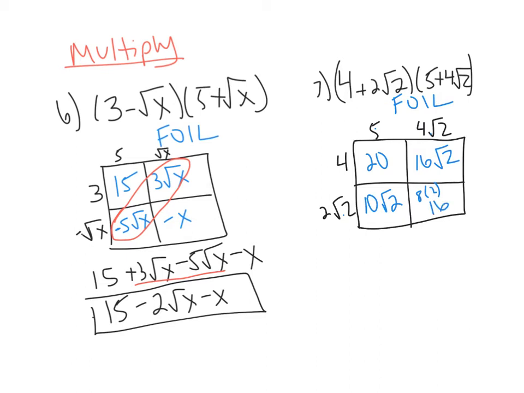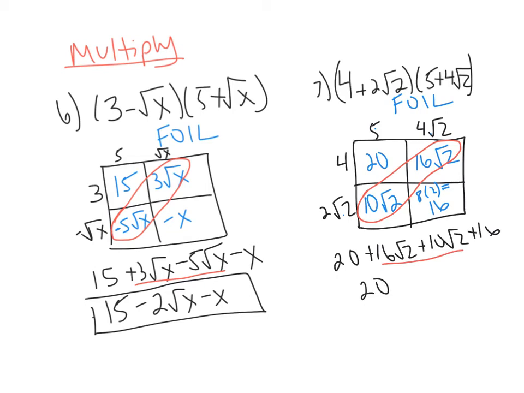So we write out our terms. We've got 20 plus 16 root 2 plus 10 root 2 plus 16. And what I love about the box, again, is your like terms. I got 16 root 2 and 10 root 2. So I can add 16 plus 10 is 26 root 2. And I have another like term. 20 plus 16 is 36 plus 26 root 2. And we are done.